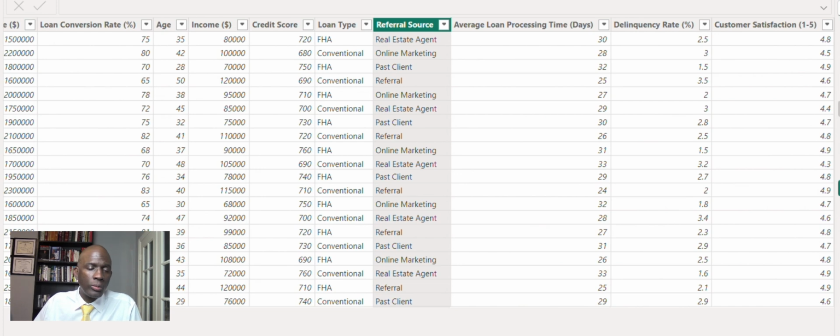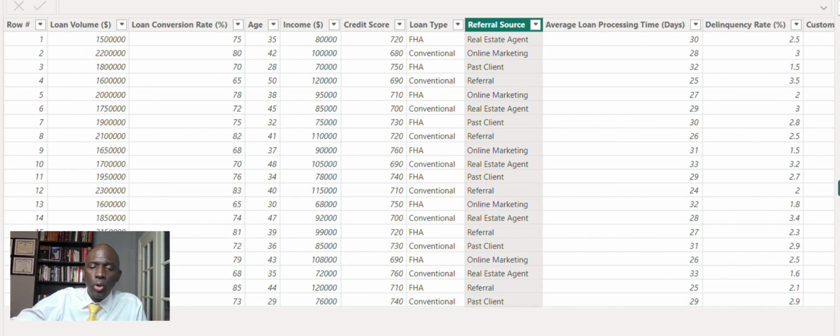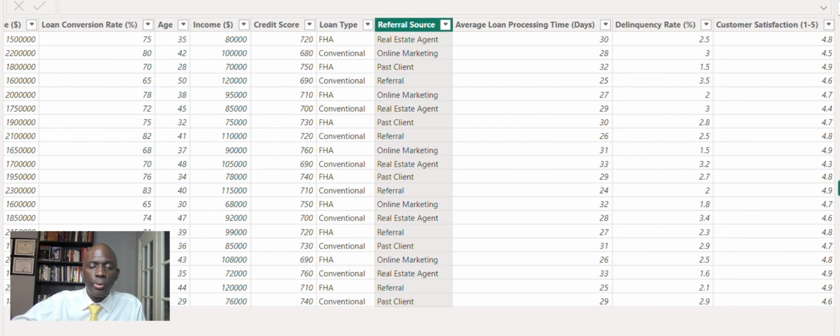Okay? So I am not going to beat this dead horse, but there are many other data points that we could look at. But we've got loan volume, loan conversion rate, age, income, credit score, loan type, referral source, average loan processing time, delinquency rate percentage, and customer satisfaction. So these are the different data points that we're looking at here in this particular video, as we are looking at mortgage and loan professionals.